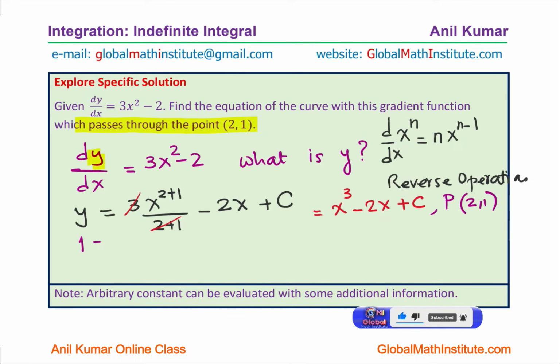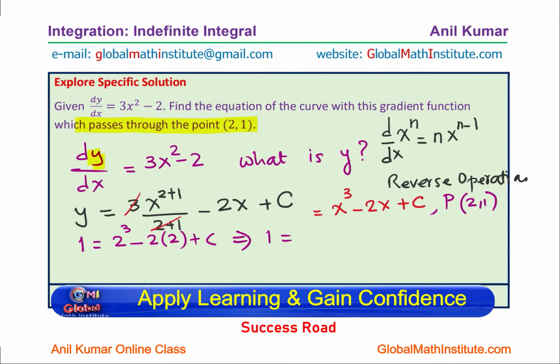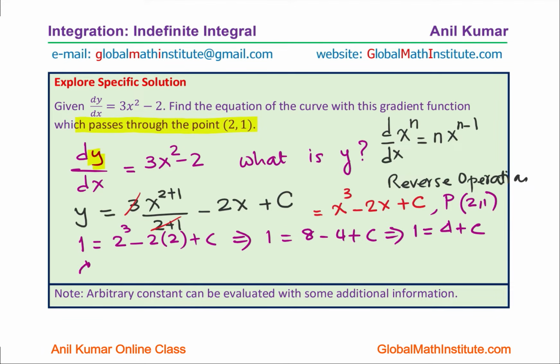So I'm writing 1, the y value, is equal to 2 cubed minus 2 times x, which is also 2, plus c, right? So that gives you 1 equals 8 minus 2 times 2, which is 4, plus c, or that gives you 1 equals 4 plus c, right? So clearly from here, we know c is equal to what? c is 1 minus 4 or minus 3. So you see, we found the value of c.